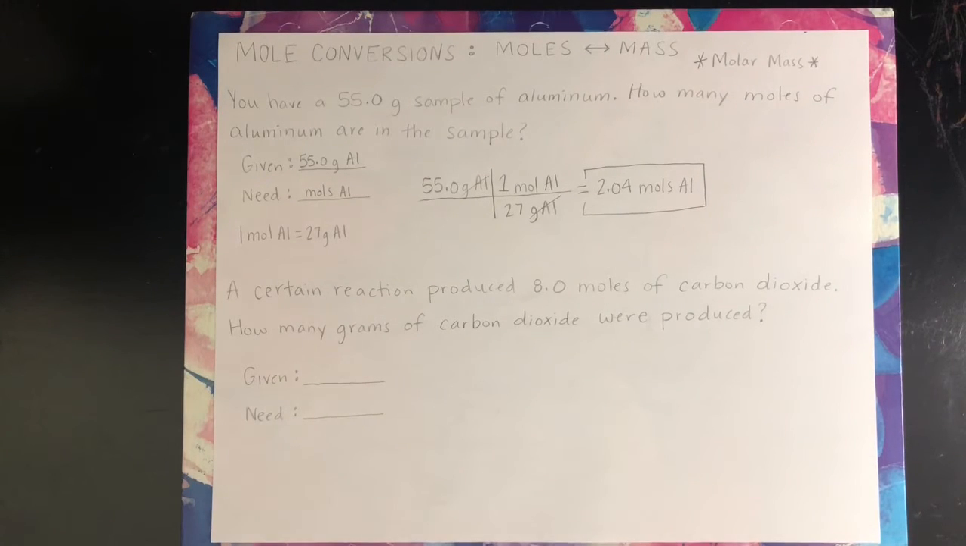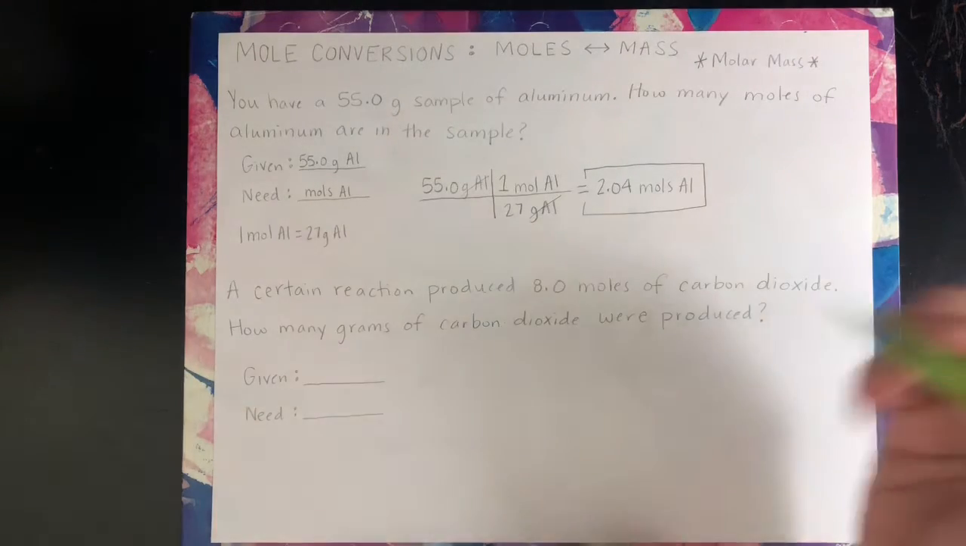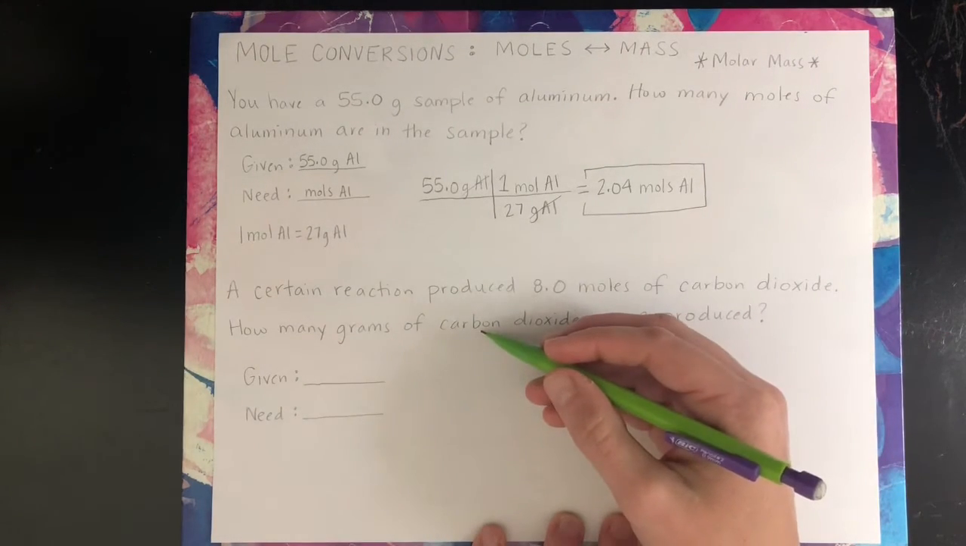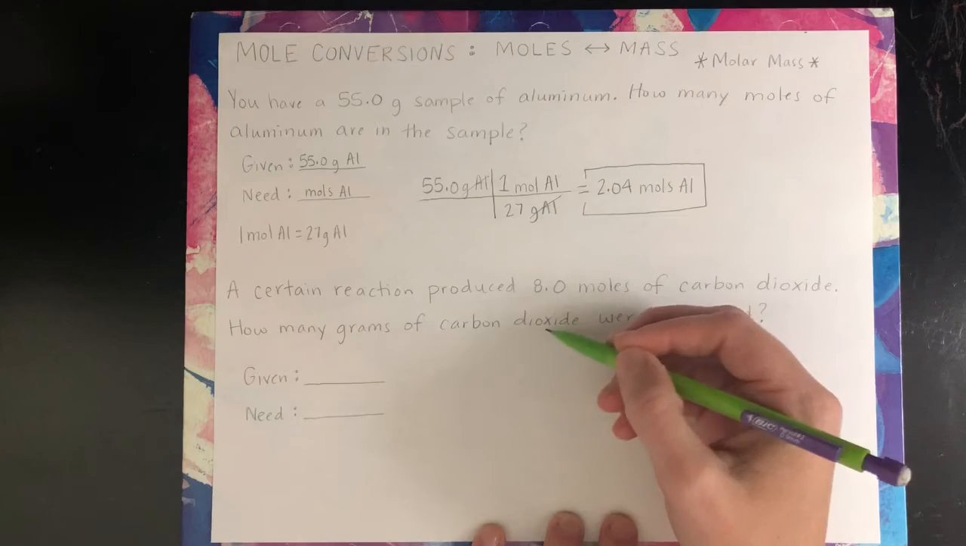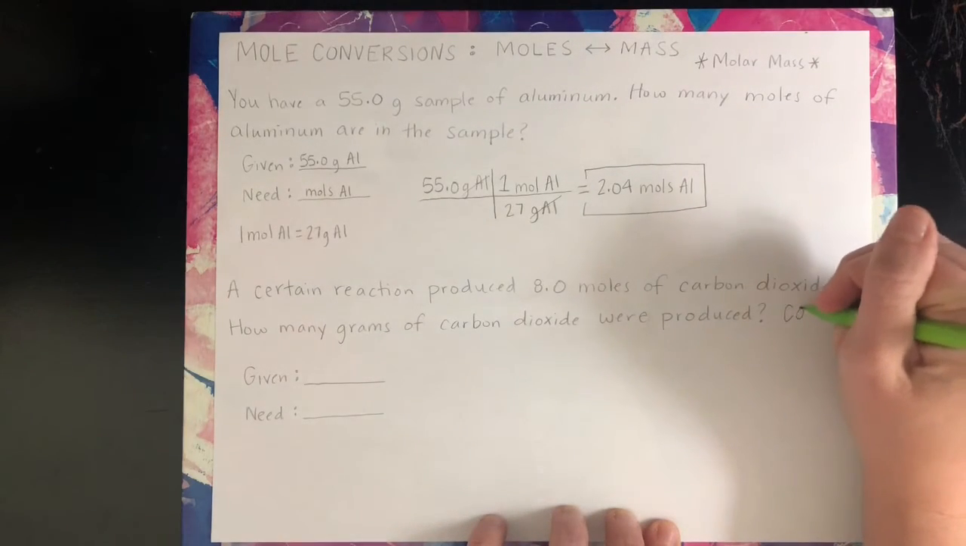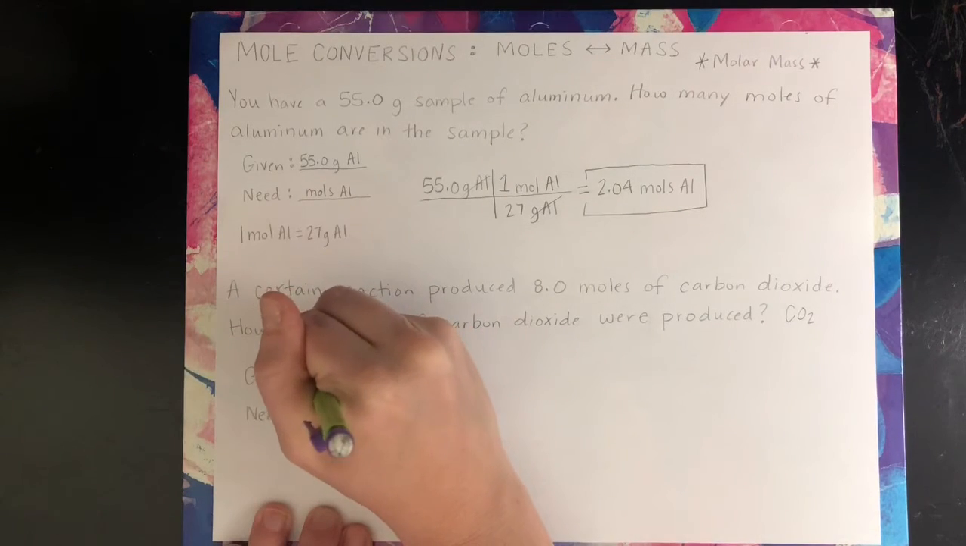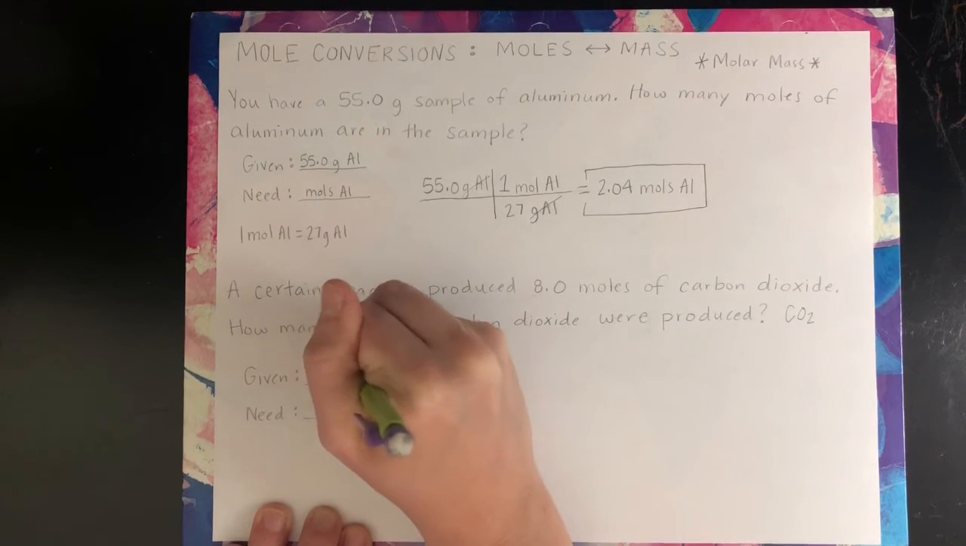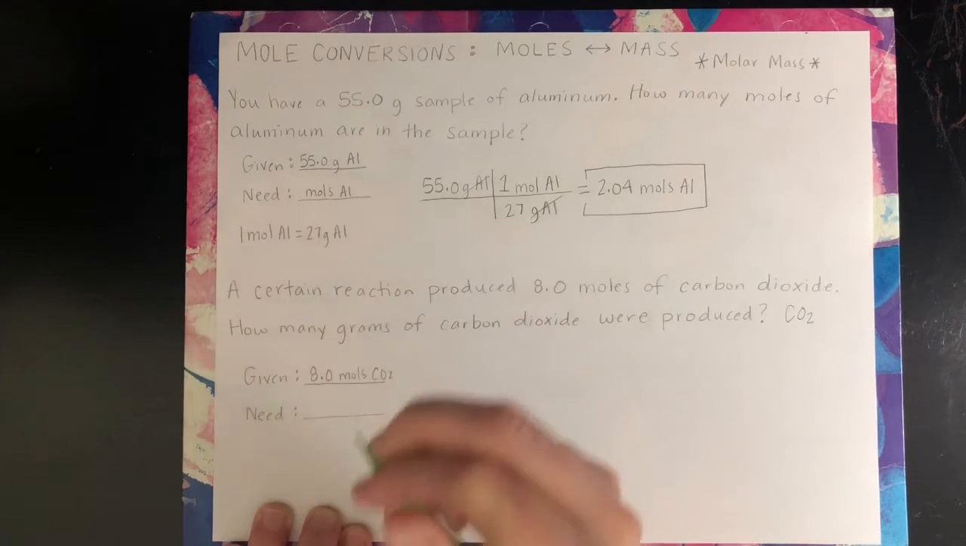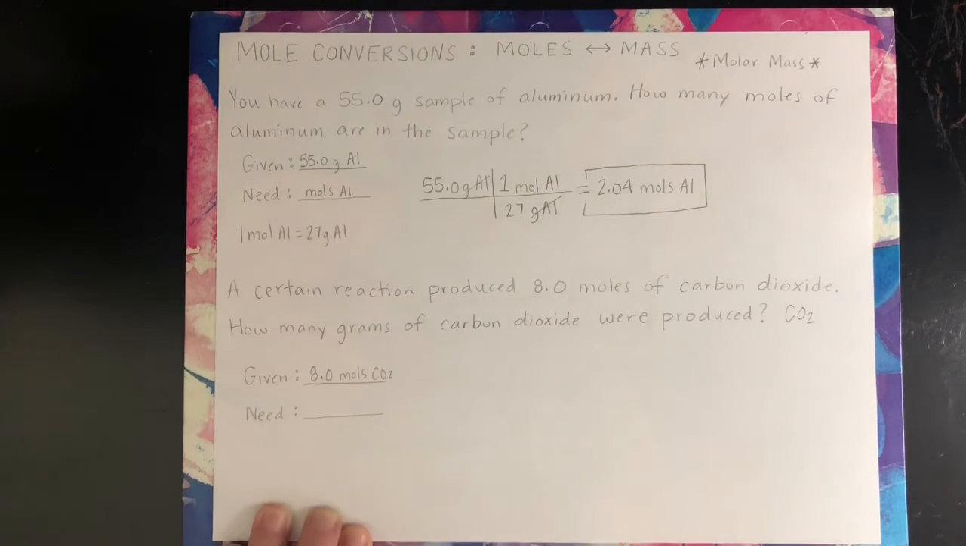Okay. Next problem. A certain reaction produced 8.0 moles of carbon dioxide. How many grams of carbon dioxide were produced? So first of all, we need to make sure we know what carbon dioxide is. So carbon, single carbon, dioxide, 2 oxygens, that is CO2. You have to know that in order to be able to do the rest of the problem. We're given that we have 8 moles of CO2, and we want to know what the mass of that is.